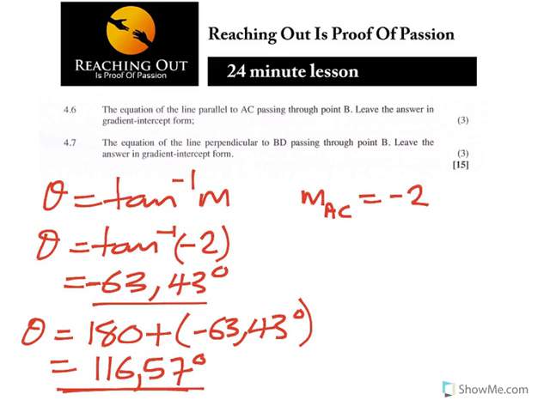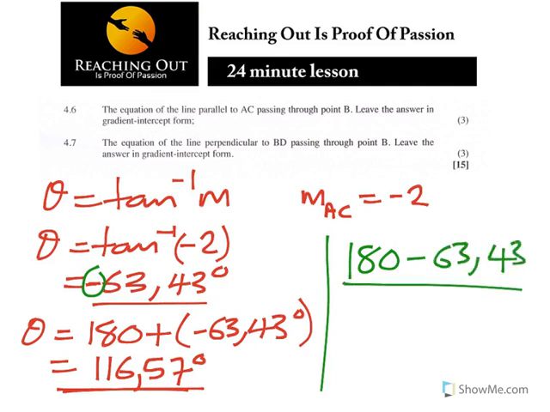Sometimes you can forget this particular sign and focus on 63.43 because they said obtuse. Obtuse is always 180 minus 63.43. You're still going to get the same answer. Now, that was question 4.5. You get 2 marks.